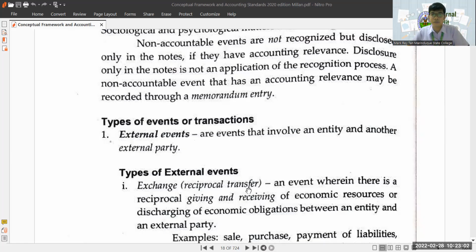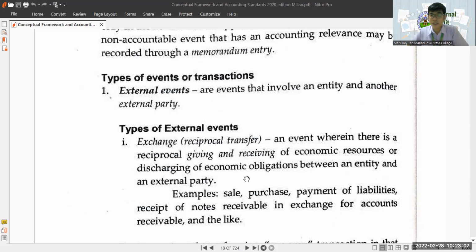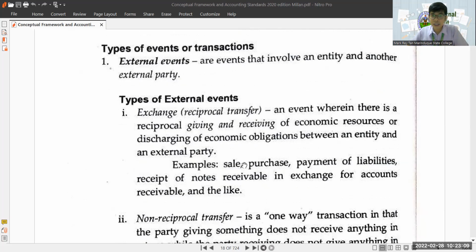Kaya external siya. So may mga types of external events. I'm gonna leave this for your reading. So i-highlight na lang natin dyan. Tignan nyo itong mga example ng mga external events. Sale, purchase, payment of liabilities. So example sa sale. If the entity has a sale transaction, it involves the entity selling their product and another outsider entity, external party, in particular the customers. So customers are external parties.